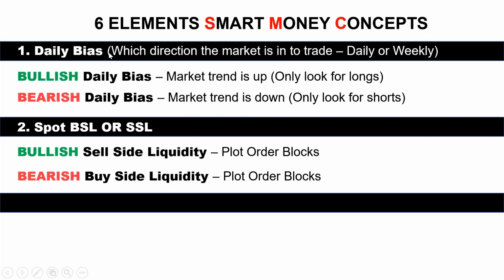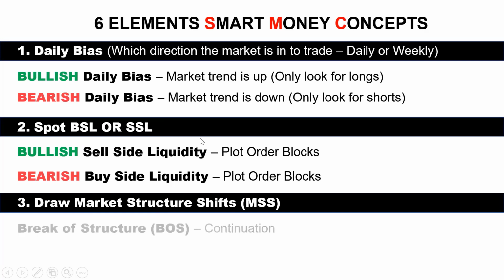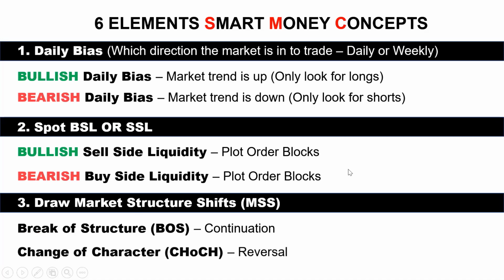So step one, daily bias. Which way are you trading? Step two, buy side liquidity or sell side liquidity. Step three, draw your market structure shifts. So you know the market's going up, you know the market's going down. Now find where the market is shifting. So is there a break of structure? And if there is, there's going to be a continuation to the downside or continuation to the upside. Is there a change of character? Where is there going to be a reversal to the upside or a reversal to the downside?